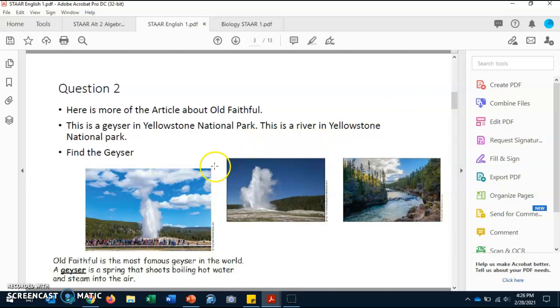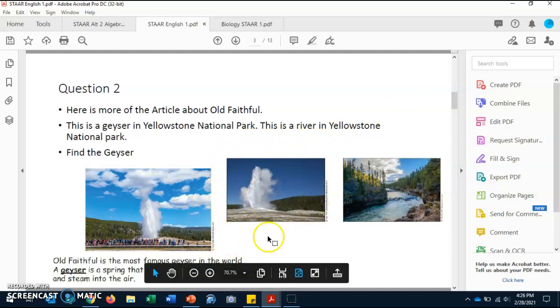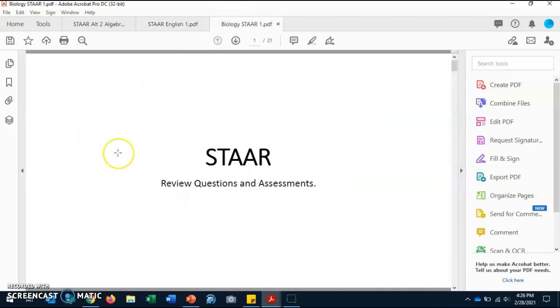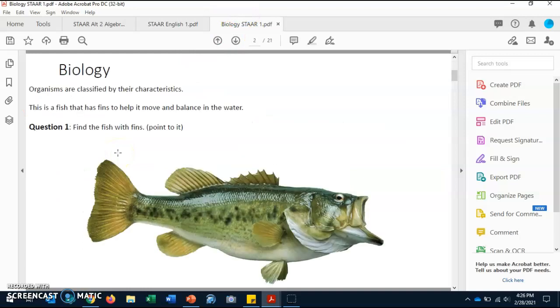Good job, boys. This right here is the geyser. You should have circled this right here because they're asking you for the geyser. Over here, this is the Yellowstone River. This is the river. And they were asking for the geyser. So the first picture is what you should have circled. So awesome job. And now we are done with our 2 questions from reading. Now we are going to do the 2 questions for science.